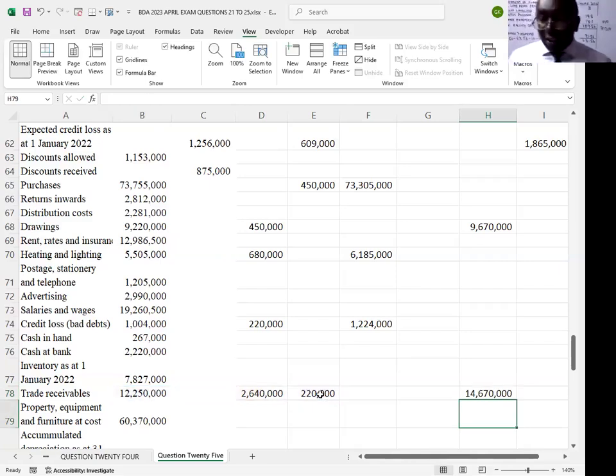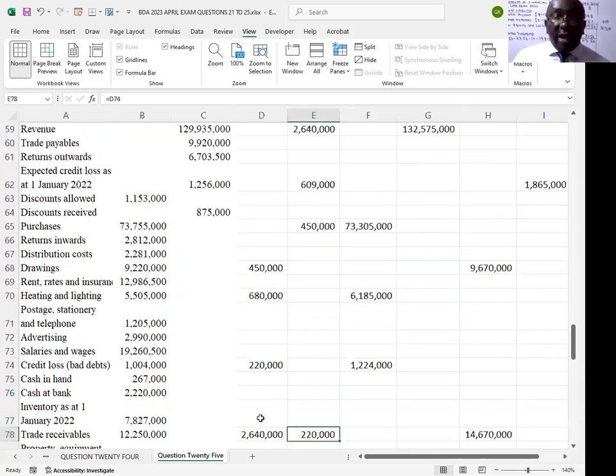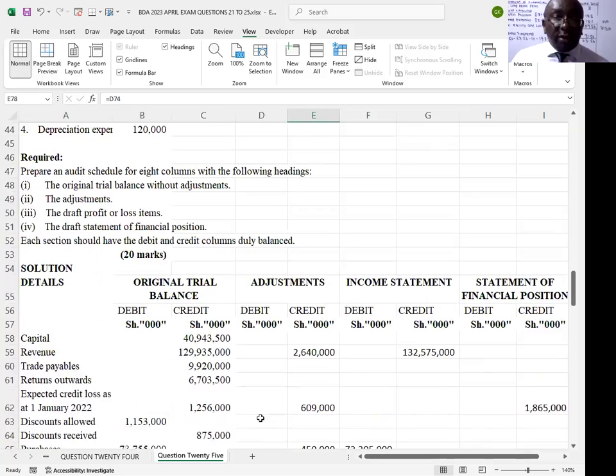Yes, 14,670. So you can bring it there, or you create its own line. Whichever way, wherever you put it, it should be on the credit. Higher.